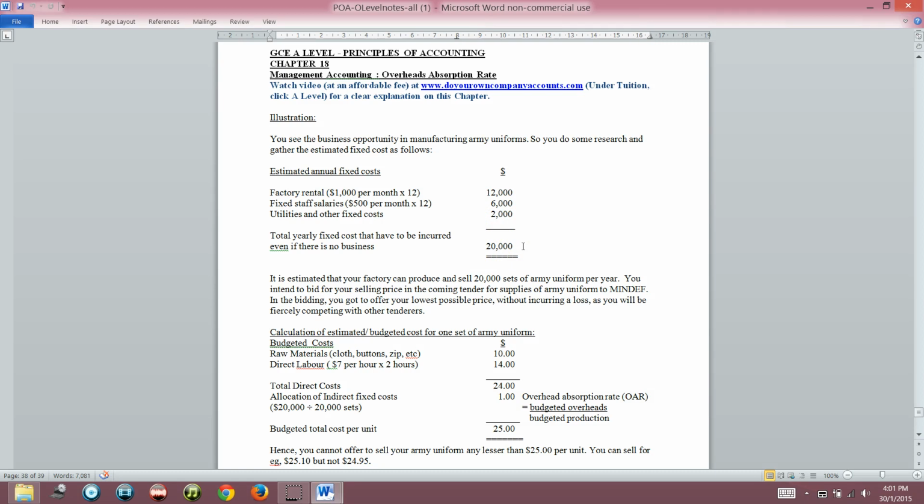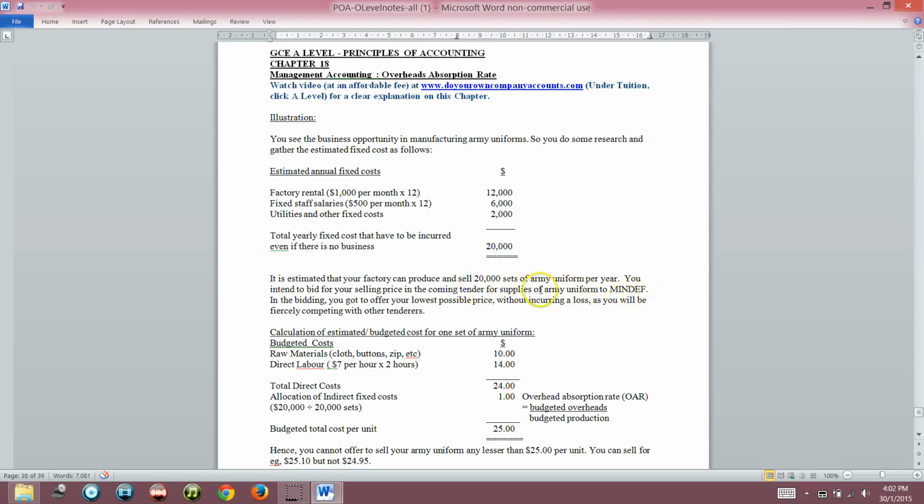That means the cost that you will have to incur even if there's no business at all. So this is your estimated annual fixed cost. You estimated that your yearly cost will be 20,000 even if there's no business at all. So that means this is the worst case scenario. If there's no business, you have to come up with 20,000 for all these fixed costs for 1 year. And then you estimate that your factory can produce and sell 20,000 sets of army uniform a year. So this is what you estimate.